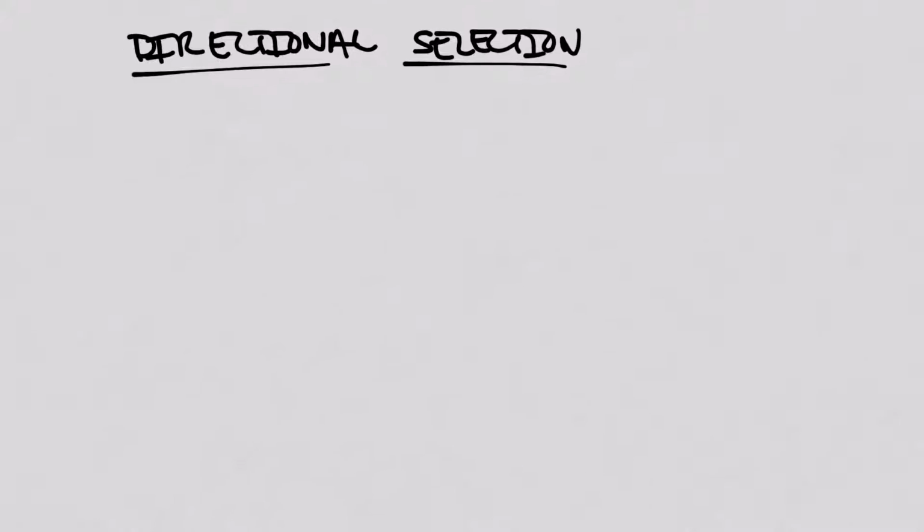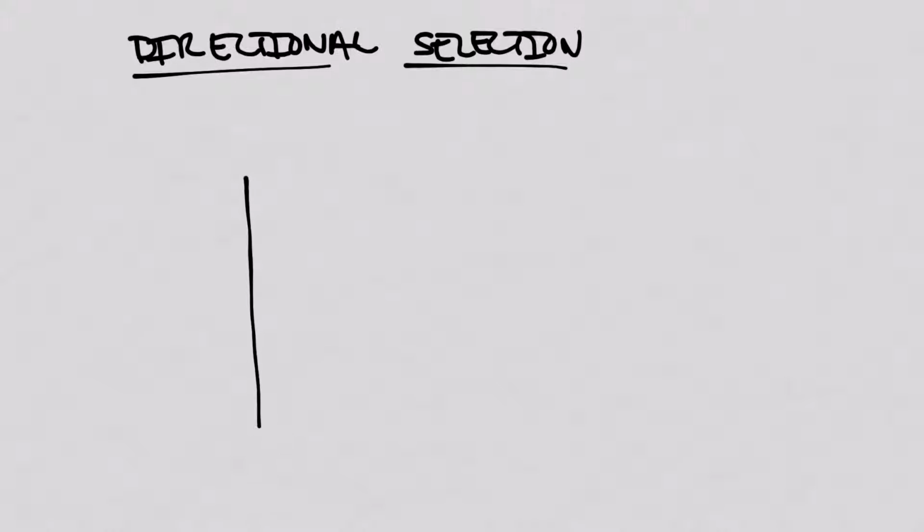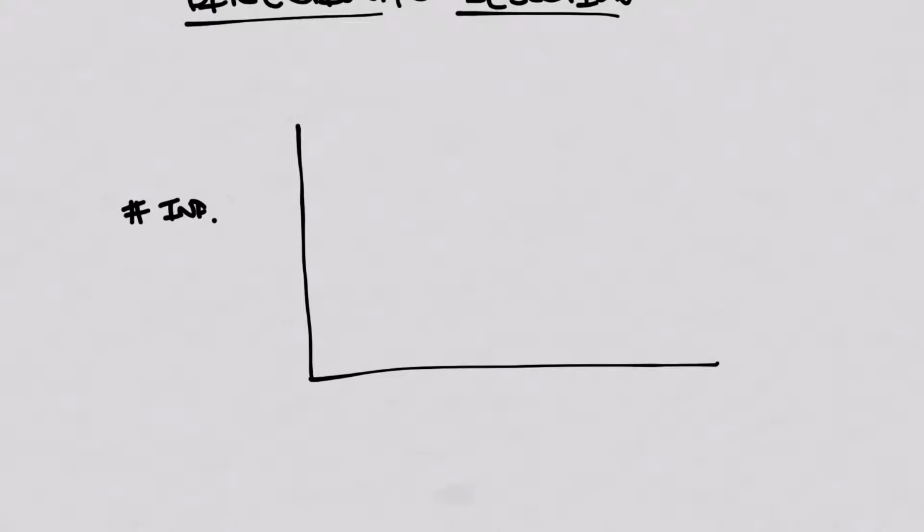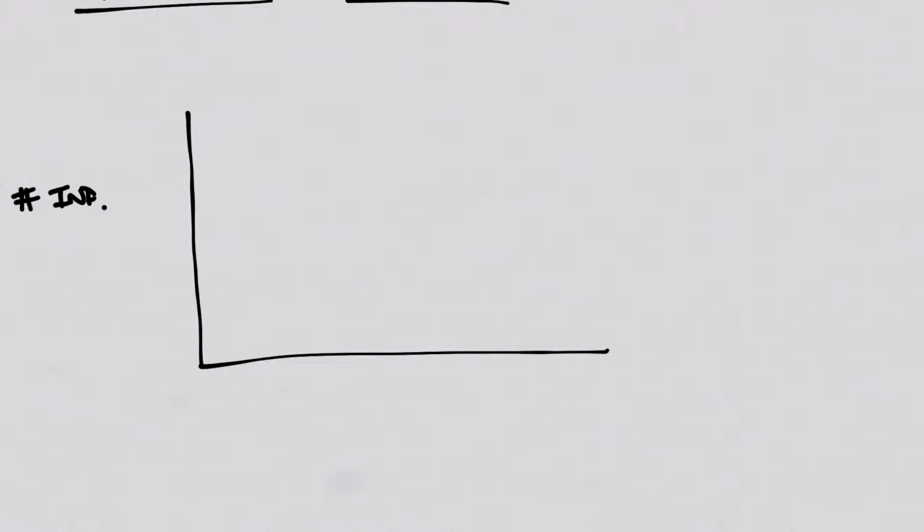Within directional selection, and for each of these, we're going to create a graph. On the y-axis is the number of individuals, and then on the x-axis is the range of phenotypes.